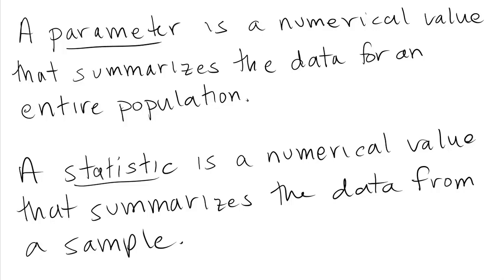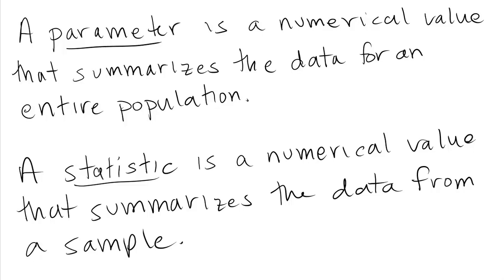Now we've already said that tracking down an entire population can be impossible or impractical. So similarly, a parameter can be very difficult to calculate. You won't usually have data for the entire population. So what we're going to do is we're going to gather a sample. We're going to take the data from the sample and we're going to summarize that. And that's what we call a statistic, and it's where the name of the science comes from. A statistic is a numerical value that summarizes the data from a sample.